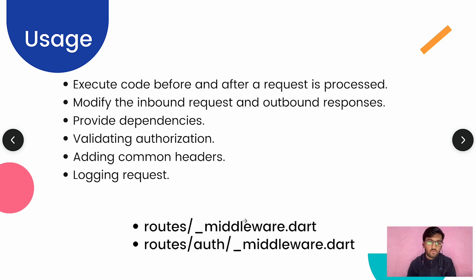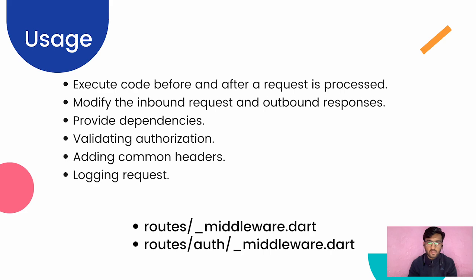And I have also created one more middleware inside our route/auth folder. So if we hit some endpoint like auth/login and auth/register, then this middleware will be executed. Also, this middleware will be executed. The first one will be executed for all the incoming requests, and the second one will be executed for all the requests that are connected with the auth endpoints.